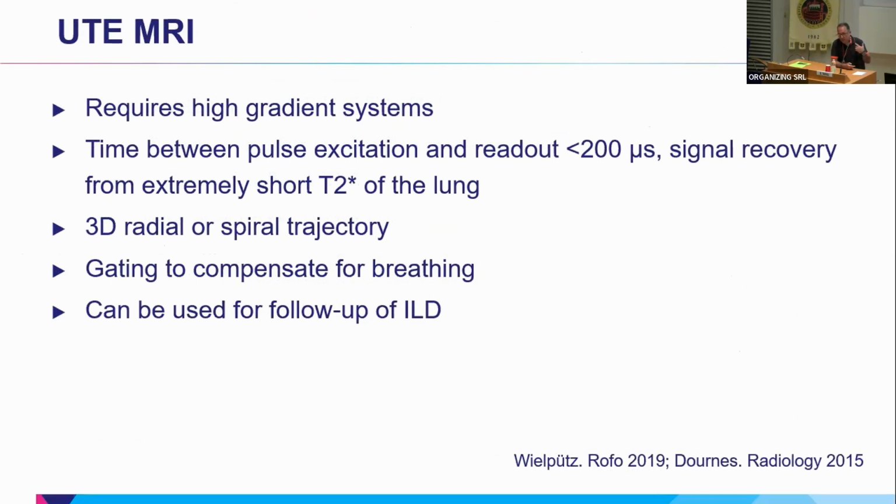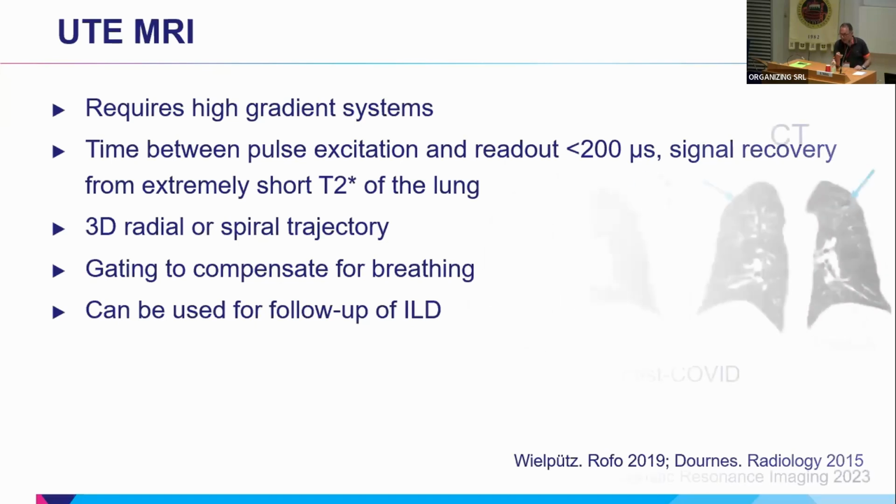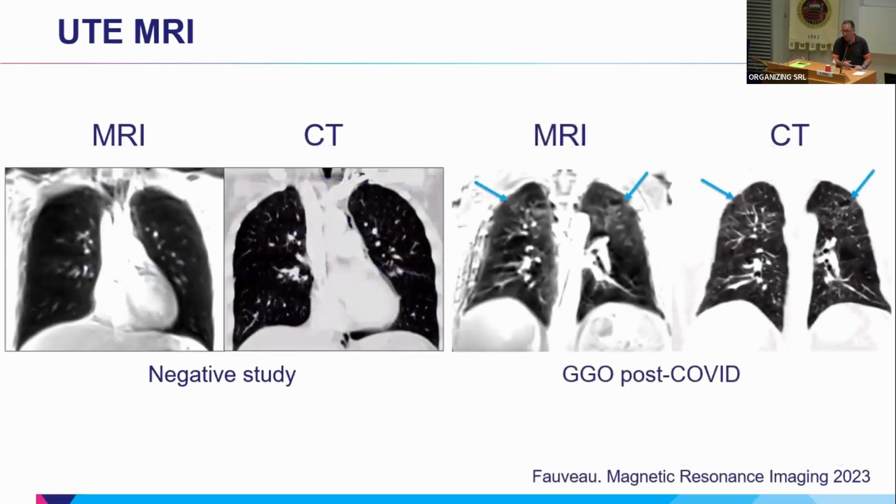This could use a 3D volumetric radial acquisition, for example. You need to do some gating to compensate for breathing. And this is an example from our own experience at Mount Sinai. This was done during the COVID pandemic. You can see really no major differences in image quality between the MRI on the left and the CT. This is reformatted using UTE. And you can see very nicely ground glass opacities also with MRI compared to CT.